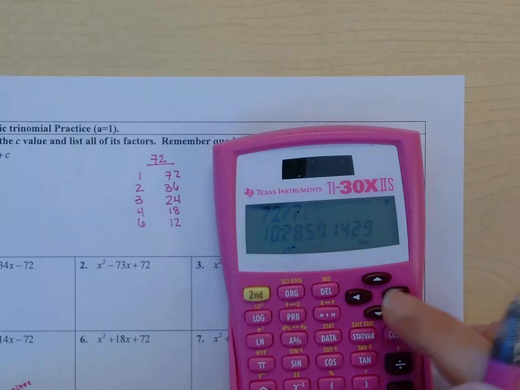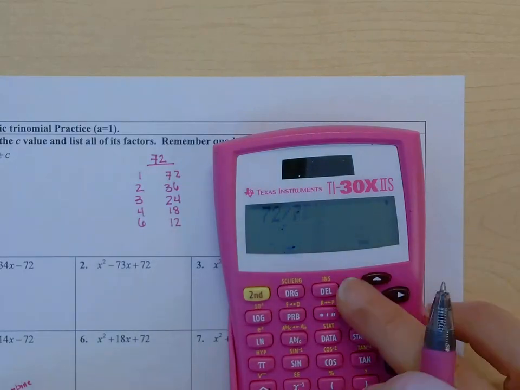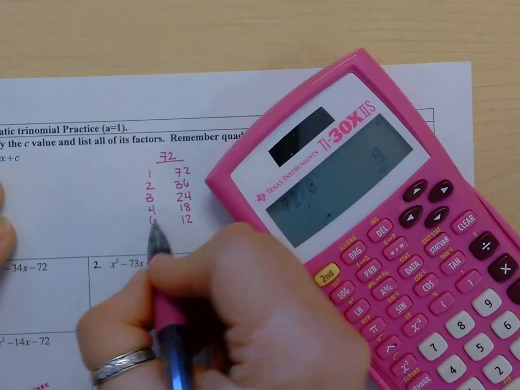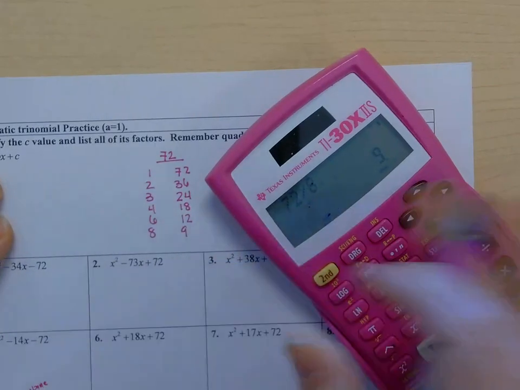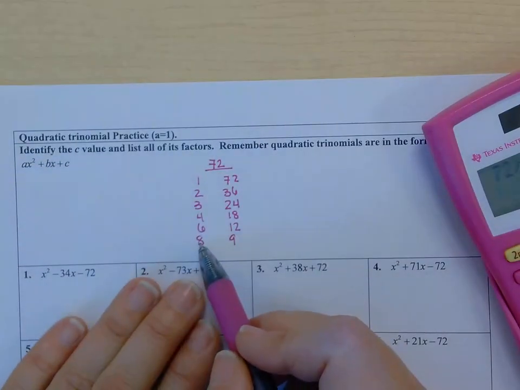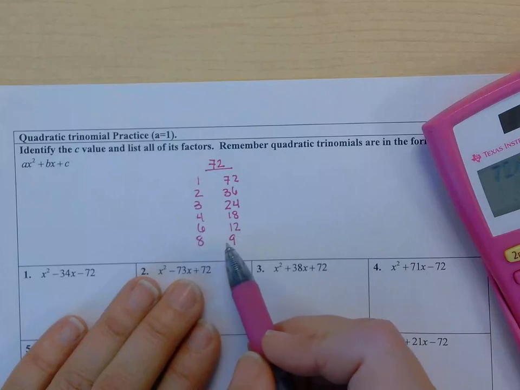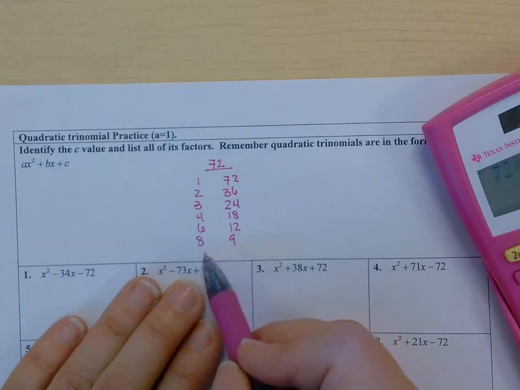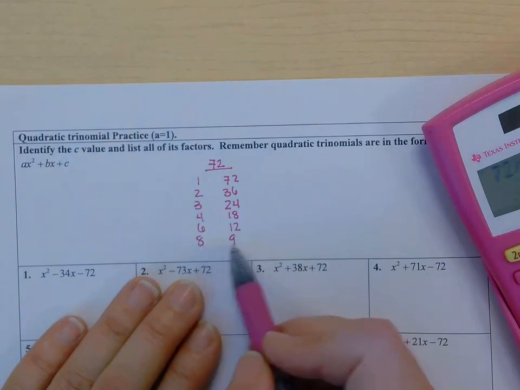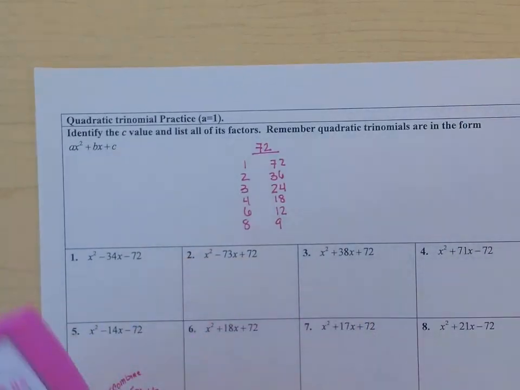If you divide by 7, it's not helpful. If you divide by 8, you get 9. And here's how you know when you're done with the list. If you get back to this number, there's no reason to write 9 and 8 because you already have that one. So there's my list of factors.